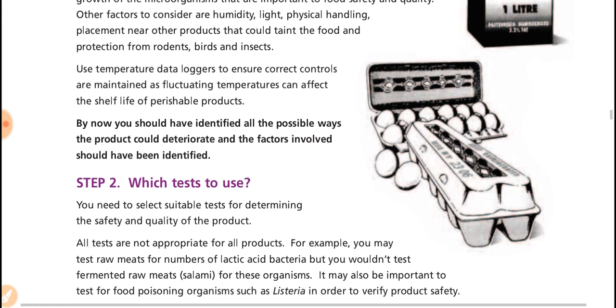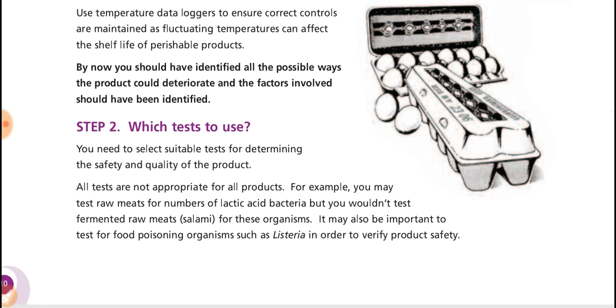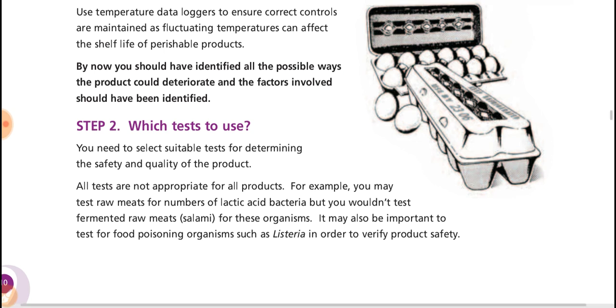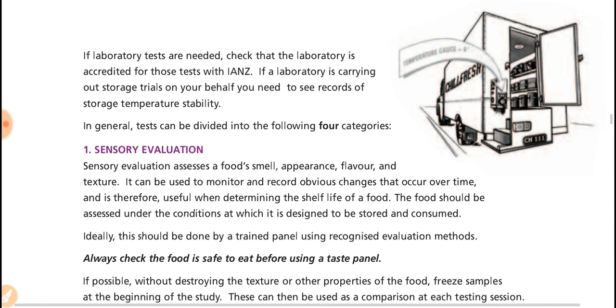Then step 2, which test to use. You need to select suitable tests for determining the safety and quality of the product. Suppose you are going to test sensory evaluation. Sensory evaluation can be used, and it is a common method to use. What is sensory evaluation? It is an organoleptic test, by the use of your eyes, your nose, your tongue, or your hand. These are all sensory evaluations that you can implement.